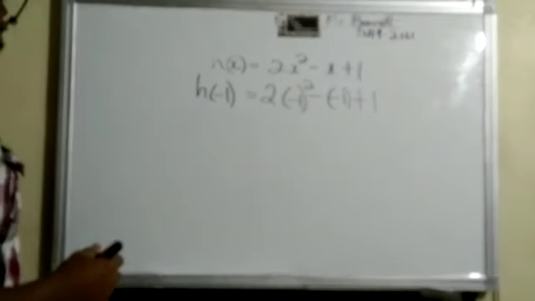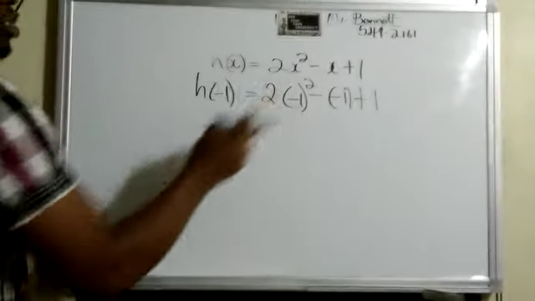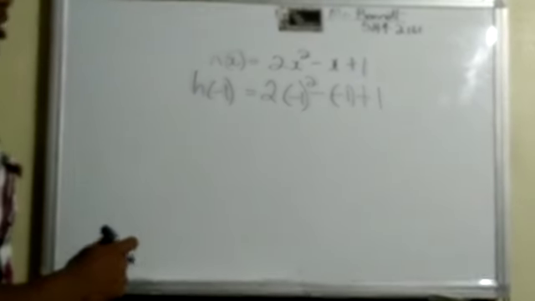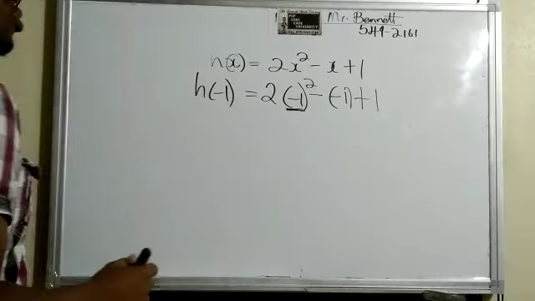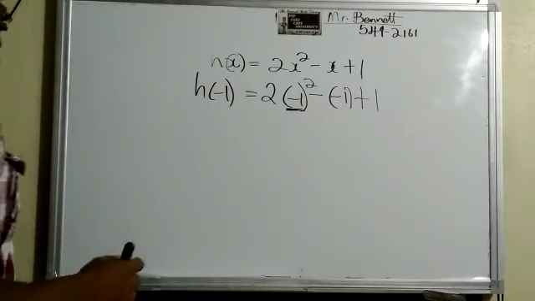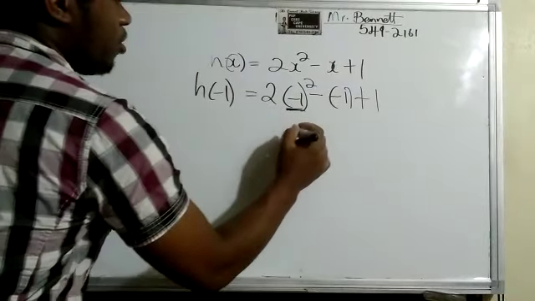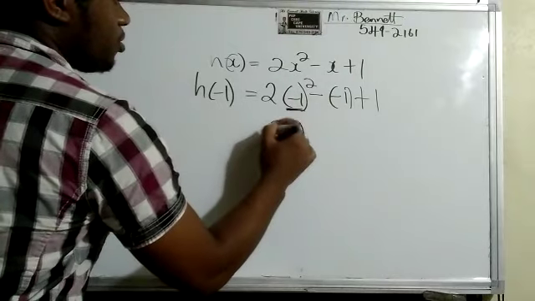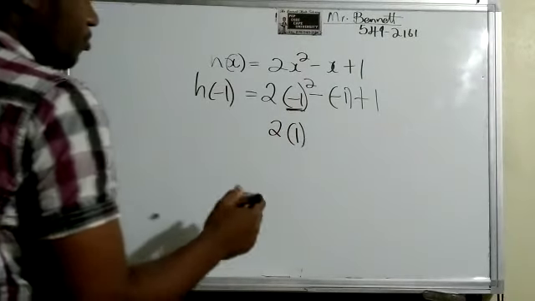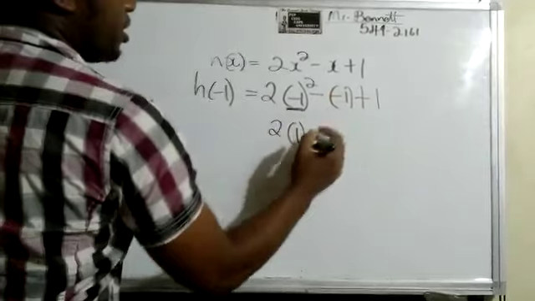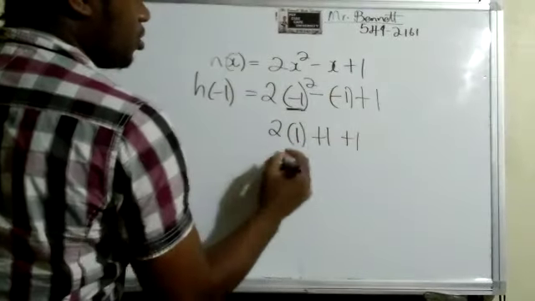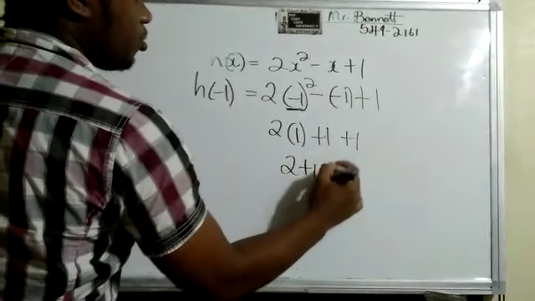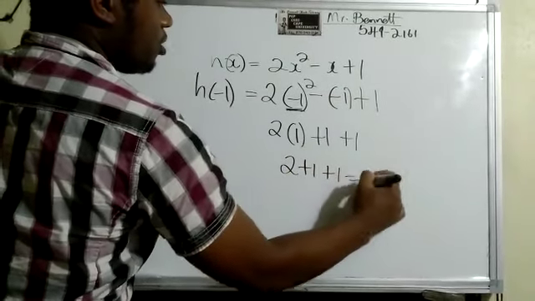I chose this one particularly because the negative always throws off students. Now let's go. The first thing, students, we must follow the BODMAS rule. We must square first. So negative 1 times negative 1 will give us 1. This will give us 2. And negative times a negative will give us plus 1. And then we have plus 1. So 2 ones, 2, plus 1, plus 1 equals 4.